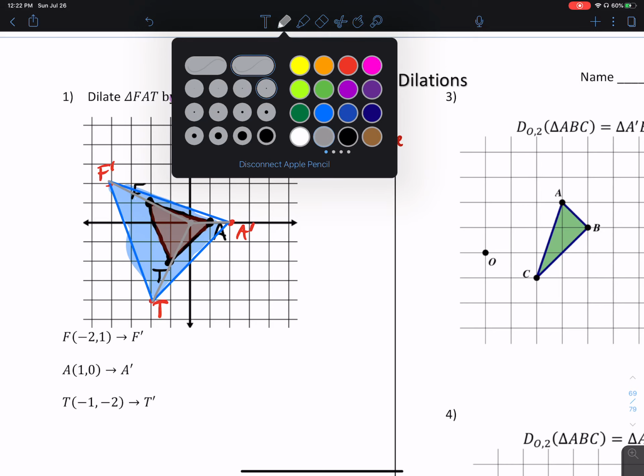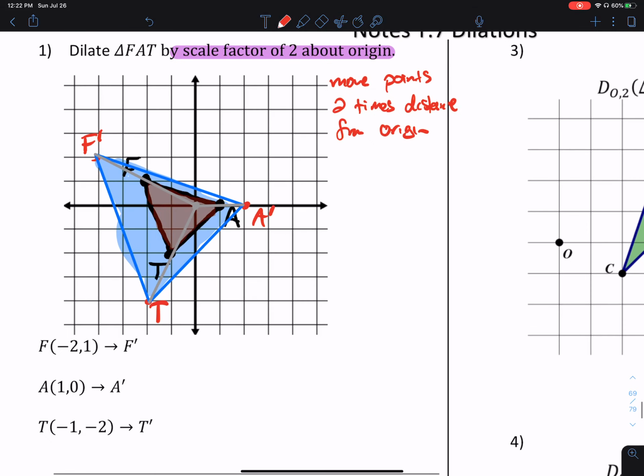Something else that's true when you do these dilations, the pre-image and the image corresponding parts are parallel to each other. Happens every time. Why does that matter? Well, when you look at your answer and you want to say, does this answer seem like it could be right? If things end up not being parallel, there's no way it can be right.